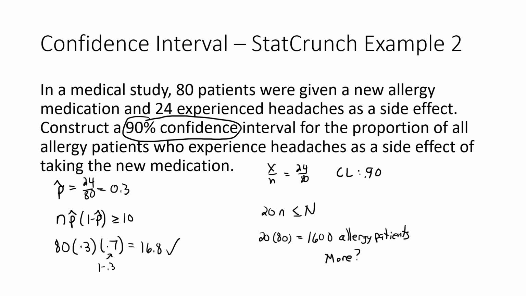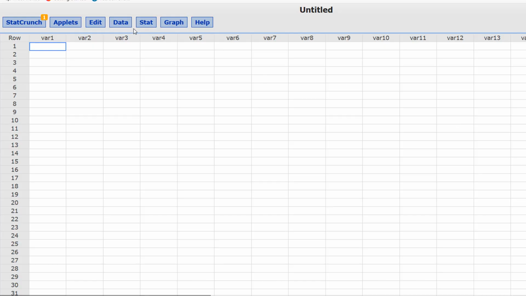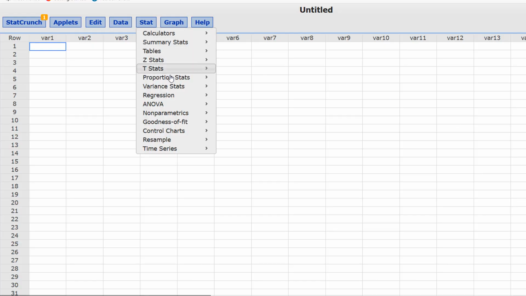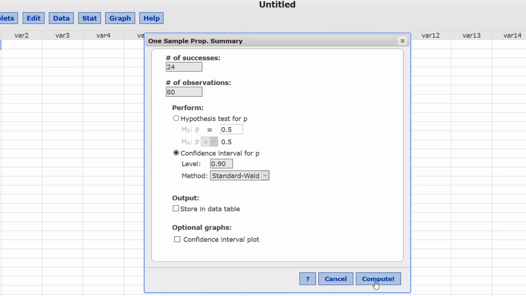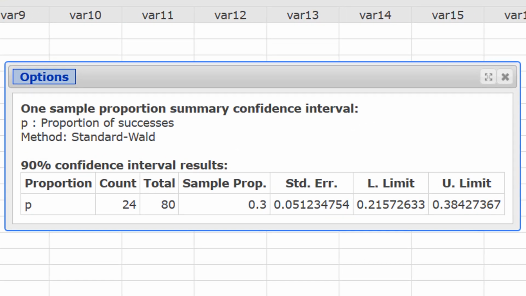Okay, let's go ahead and go to StatCrunch. Okay, here we are in StatCrunch again. Press Stat, Proportion Stats, One Sample, With Summary. This time we have 24 successes out of 80 observations. Click on confidence interval. This was a 90% interval, so we can type 0.9 or 0.90. Leave the method as standard. Click compute. The lower limit is 0.2157. The upper limit, 0.3843, rounding both to 4 decimal places.